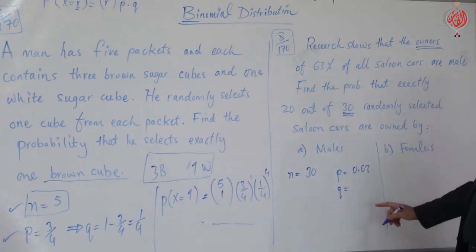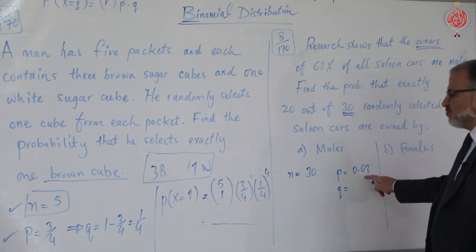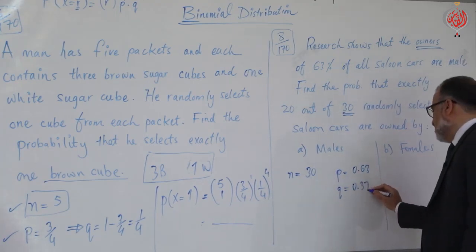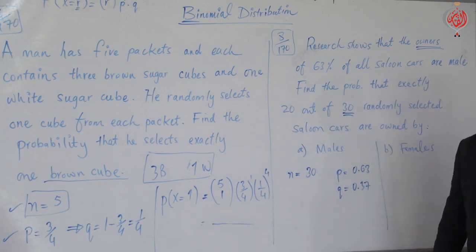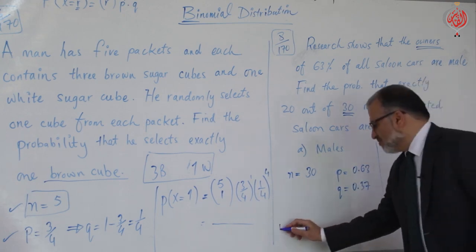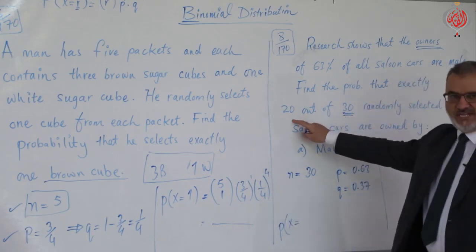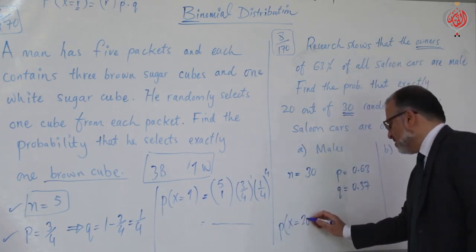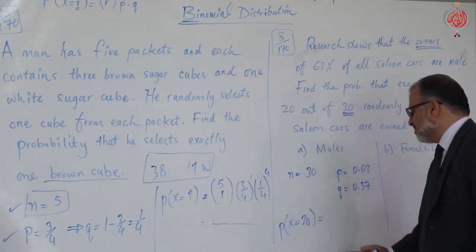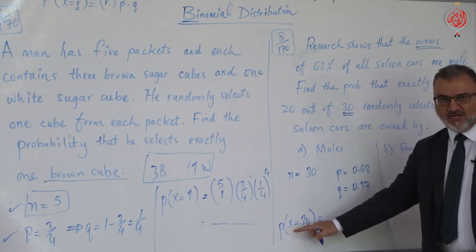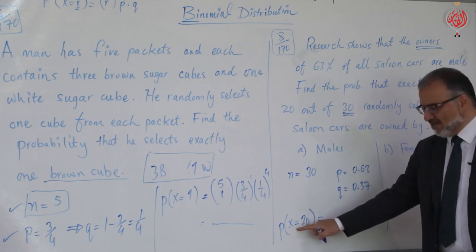What about Q? It is 1 minus 0.63, so 0.37. So directly you will see the probability of X equals what? Yes, 20, the number of salon cars owned by males.